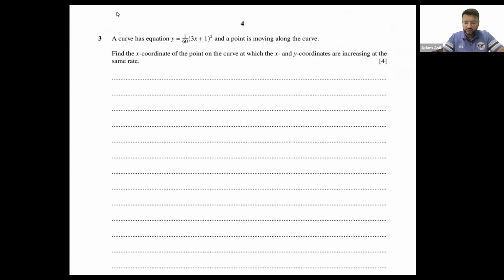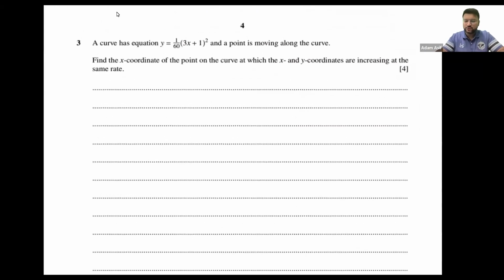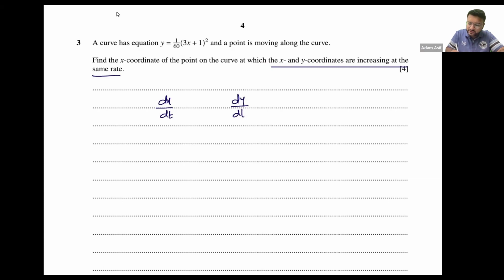Question number 3. A curve has equation y equals 1 upon 60 times (3x plus 1) the whole thing squared, and a point is moving along the curve. Find the x coordinate of the point on the curve at which the x and the y coordinate are increasing at the same rate. What do we understand by this statement? The rate of x is dx by dt and the rate of y is dy by dt. We need to find the x coordinate जिसमें dx by dt is the same as dy by dt.